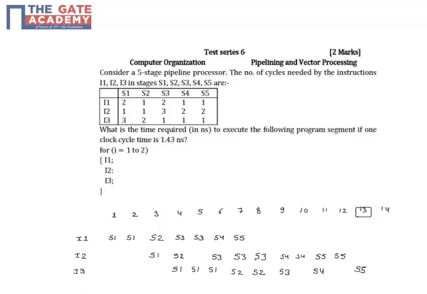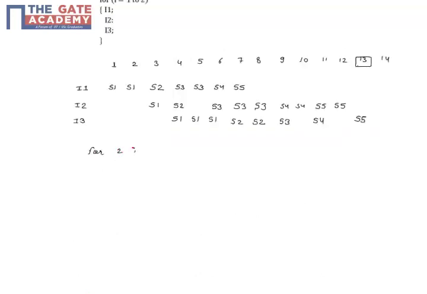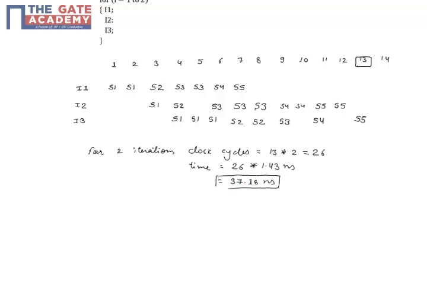Then for 2 iterations, the clock cycles will be equal to 13 multiplied by 2, that is 26. Now we have to compute the time. So time will be equal to 26 clock cycles multiplied by the clock cycle time, that is 1.43 nanoseconds. So the answer will be 37.18 nanoseconds. So the range can be 37.1 to 37.2.